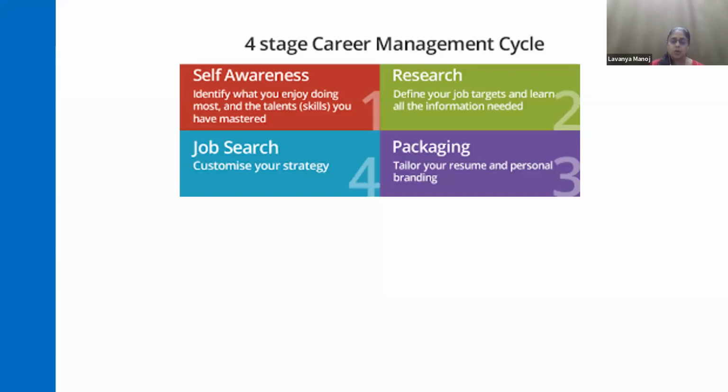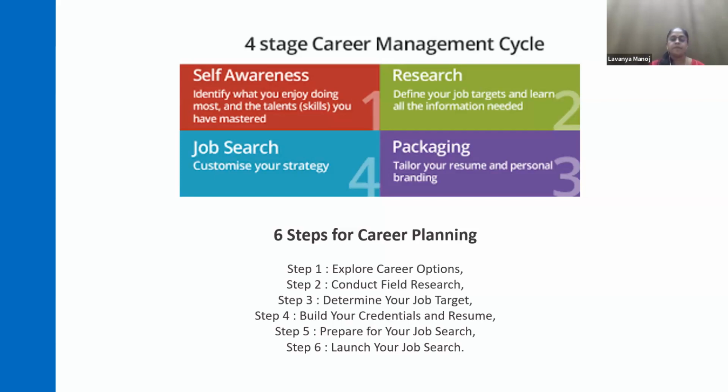First, self-analysis of what I like the most. Second is research: which company provides the opportunity which I like. Third is packaging, that is readying myself. And the fourth is applying and getting selected. Or if required, I have to train myself, equip myself with the latest technology and skill set, and then go on with the job search process. So these are the 6 steps of career planning.